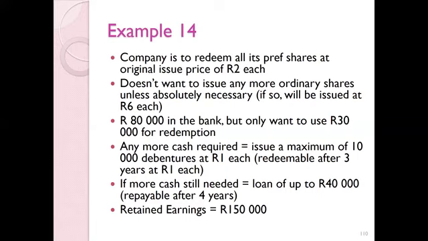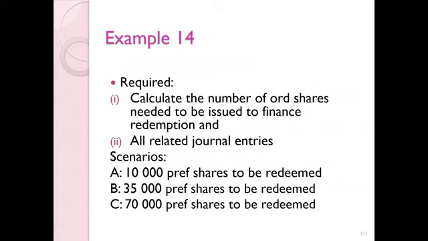And then option 4, the worst case scenario, is we're actually going to issue more ordinary shares. We're told that we have retained earnings of 150,000 rand, and we're required to calculate the number of ordinary shares needed to be issued to finance the redemption. Remember that was going to be last resort, and all the related journal entries. So we're given 3 different scenarios in example 14. Scenario A, 10,000 preference shares are to be redeemed. Scenario B, 35,000 preference shares are to be redeemed. And scenario C, 70,000 preference shares are to be redeemed.